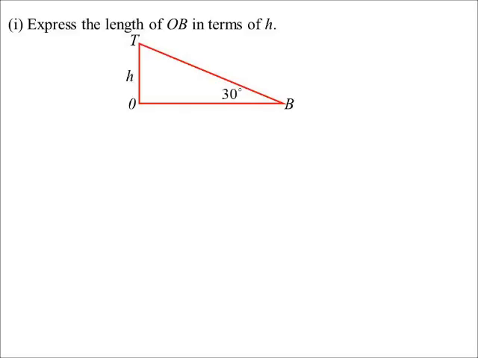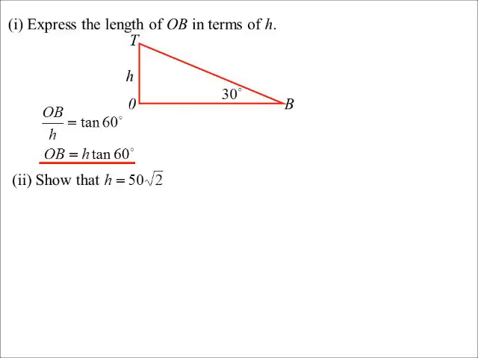So if we look at that triangle OBT, we know that angle's 30, we know that's H. So OB over H is tan 60. OB is H tan 60. Some people would have gone cot 30, only because the angle given was 30. I suppose it doesn't really matter. Same thing, of course: tan 60, cot 30.